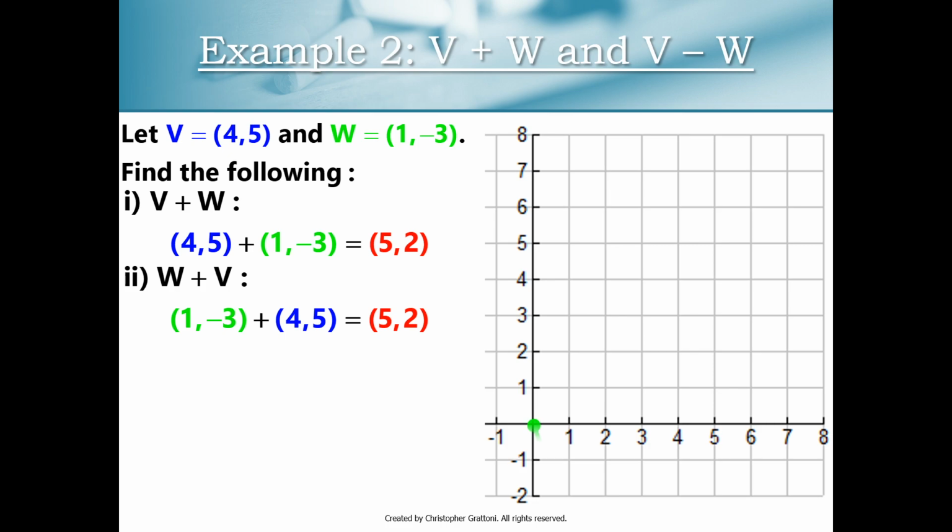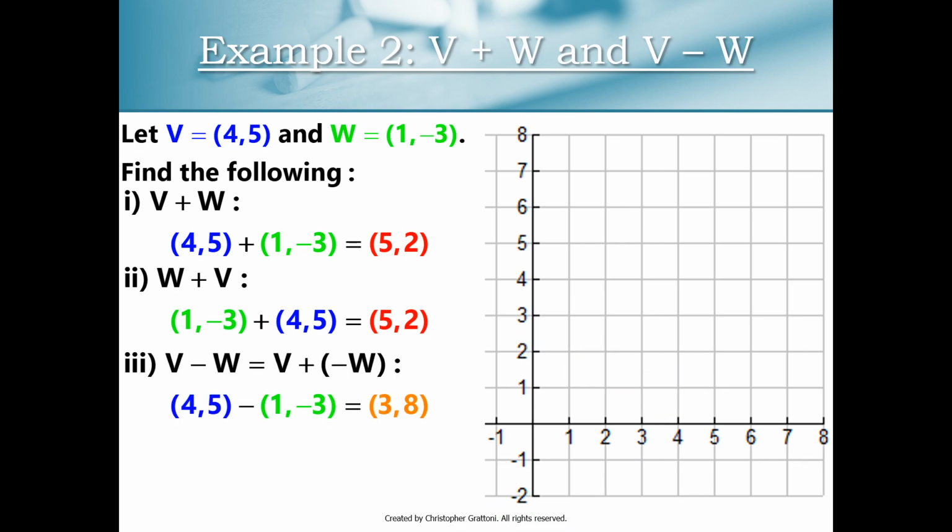W plus v, well, just like addition turns out to be commutative for real numbers, addition is going to be commutative for vectors as well. We don't really care the order that we add our vectors in. We're going to get the same resultant. W plus v is the vector 5, 2, just like the vector v plus w is 5, 2.